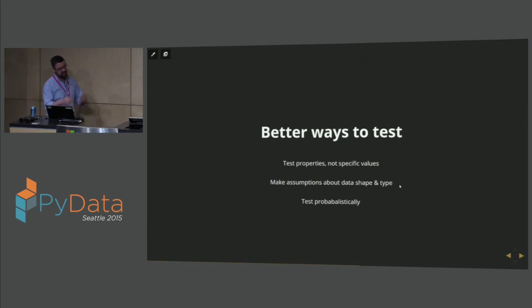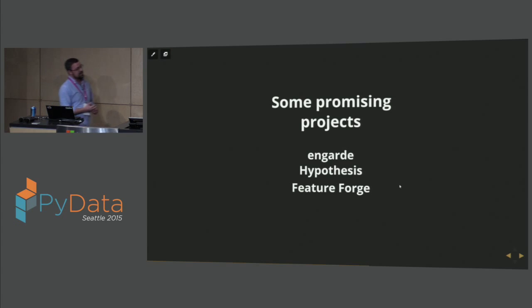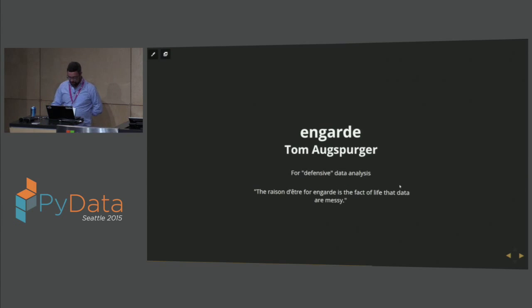And then finally, I'm going to talk about testing probabilistically. I think there are 3 promising projects in the Python ecosphere right now that get at the kinds of approaches to testing that I'm talking about. And that's not testing specific values. That's trying to be more robust about how we build tests.